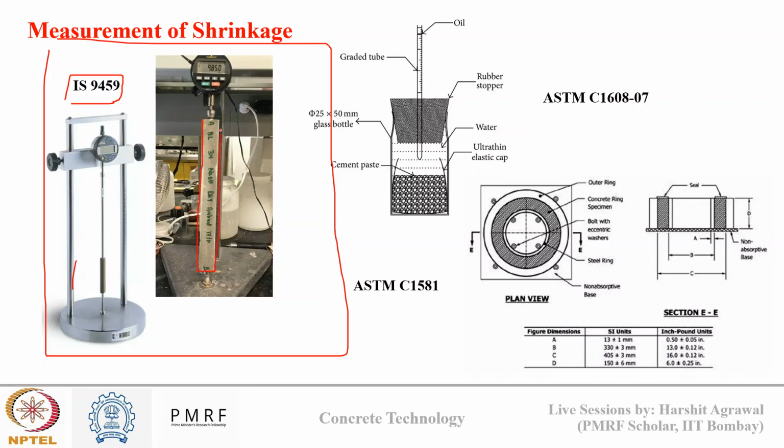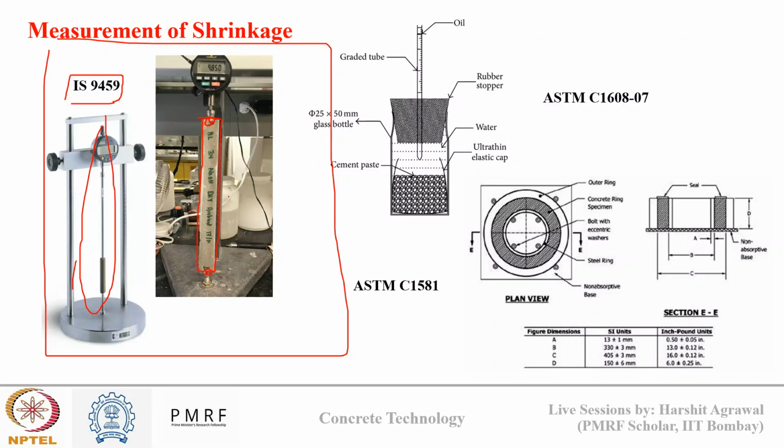So you can see this is a prism sample, and its initial length we will determine using the length comparator. We determine the length of the sample. How? There are two anvil-like gauges that are inserted at the top and the bottom. These are metal gauges present at the top and bottom, and using those we estimate the length of the sample. This is the initial length.